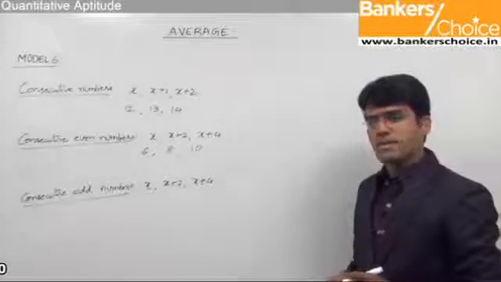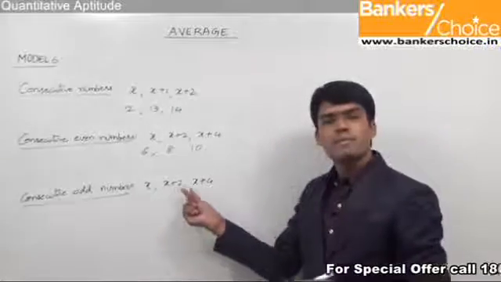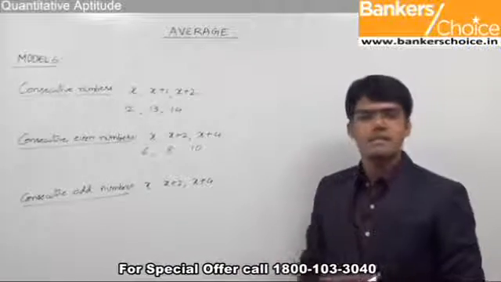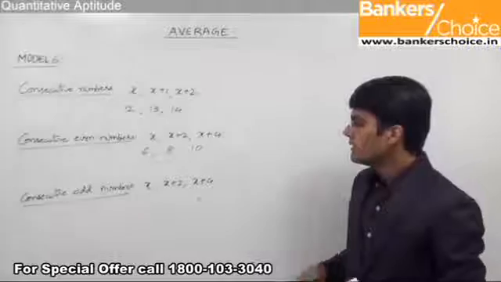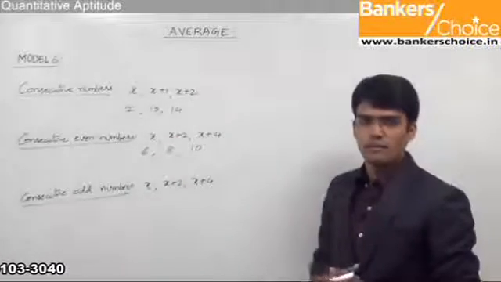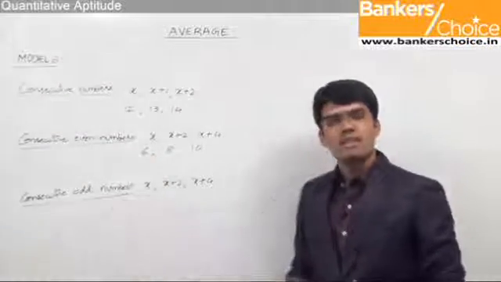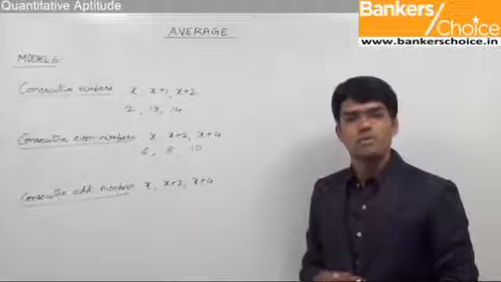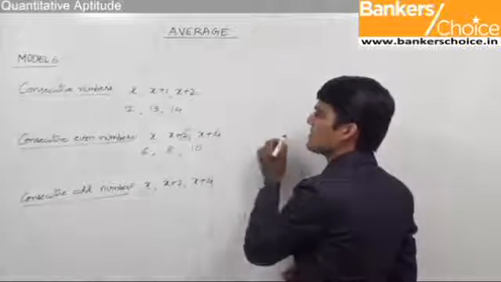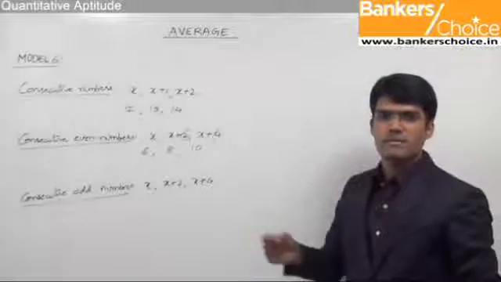Remember, most of the students have a misconception that consecutive odd numbers should be taken as x, x plus 1, x plus 3 and so on, which is absolutely wrong. Whether the numbers are consecutive odd or consecutive even, they should be represented as x, x plus 2, x plus 4 and so on. The idea here is that between any two consecutive odd or any two consecutive even numbers, the difference is 2. And that difference 2 is reflected here. Again plus 2 and so on. So that is the reason we should always take it as x, x plus 2, x plus 4 and so on.